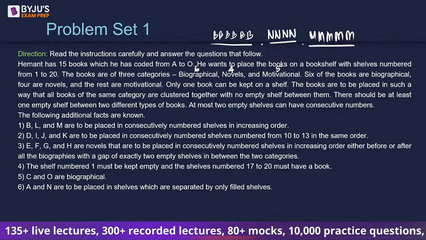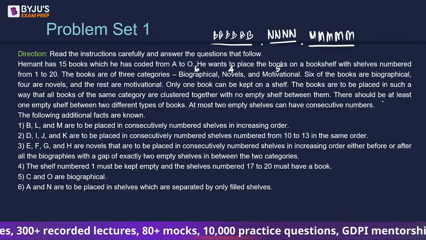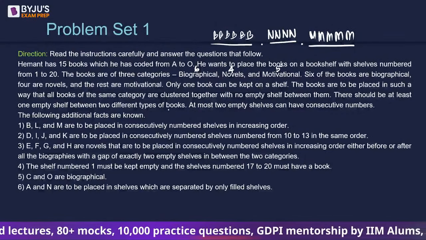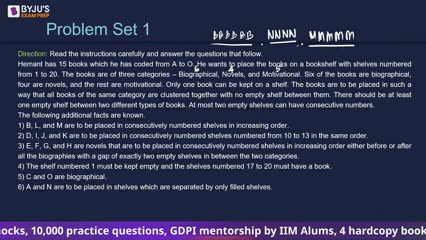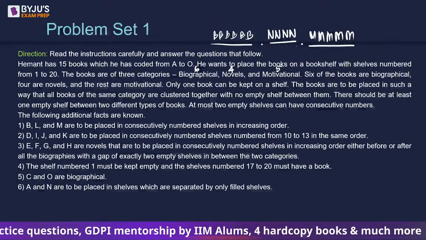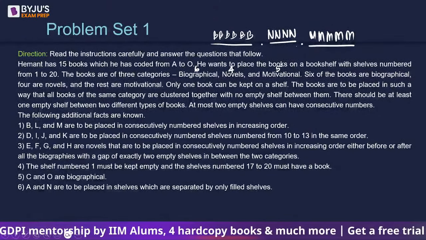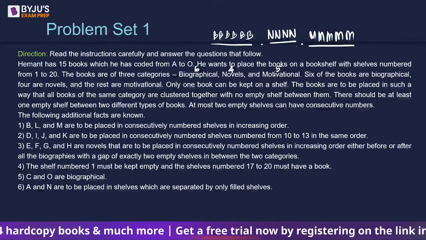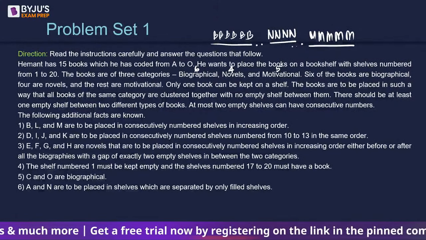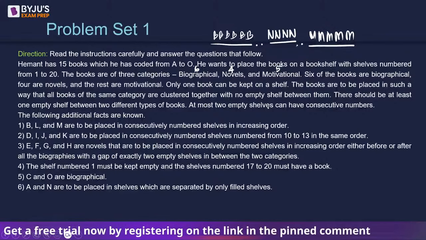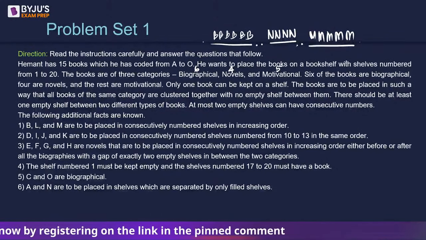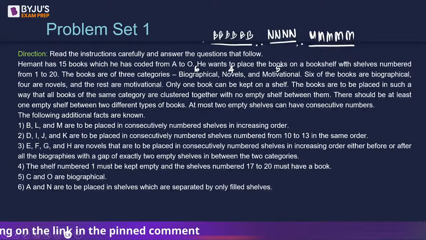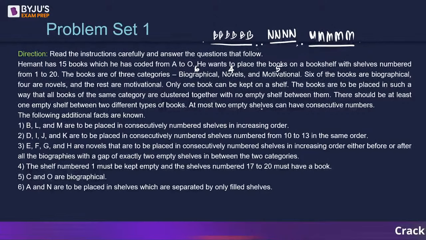There may be empty shelves between them. There should be at least one empty shelf between 2 different types of books, which makes sense. You can have 1-4 combination, 4-1, 2-3, 3-2. At most 2 empty shelves can have consecutive numbers. That means we cannot have 1-4 and 2-3. You can have only 2-2. That means one shelf at the beginning or at the end are going to be empty. I hope this arrangement is understood. So at most 2, it's not necessarily 2. You can have 1 or 2 empty shelves between them.